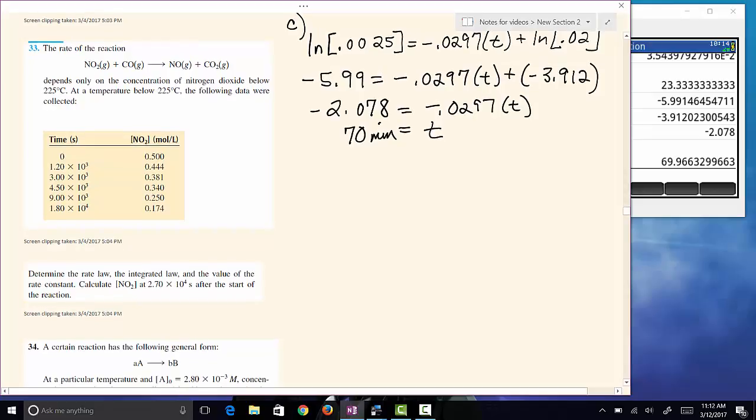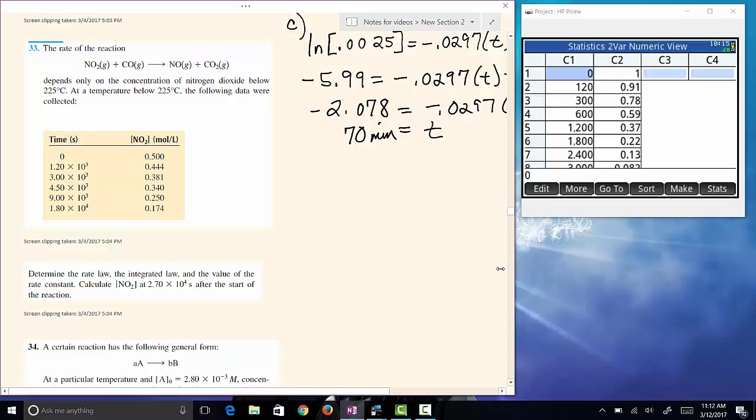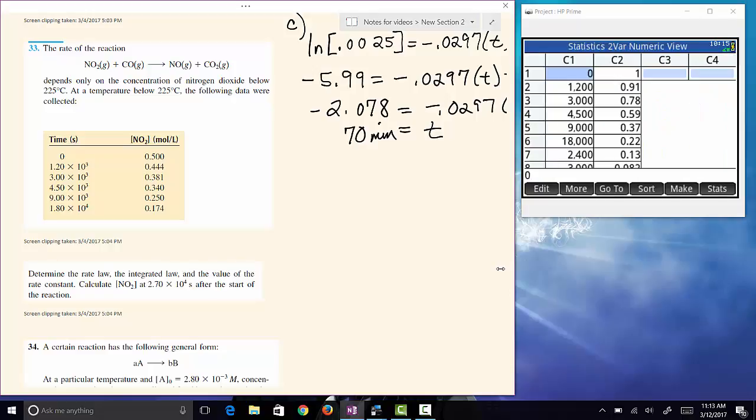Okay, problem 33. So for here, we're going to go back into our two variable statistics. Let me get the screen back visible. All right, so 0, enter, 1200, 3000, and then let's delete, oops. Deleting out this extra data there from the other problem.